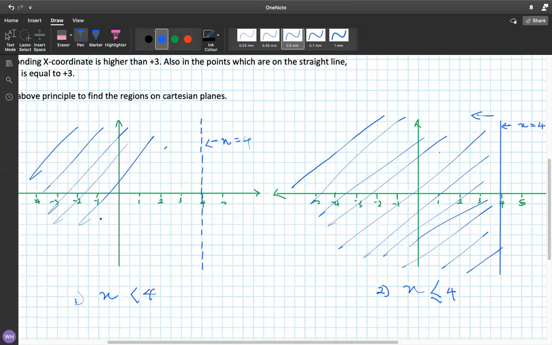That's all. The only difference is that you have to draw a dotted line. Understood? Is it clear? If it is equal, you can draw a solid line, and if it is not equal, you have to draw a dotted line like this. Hope you understood it. Small example.